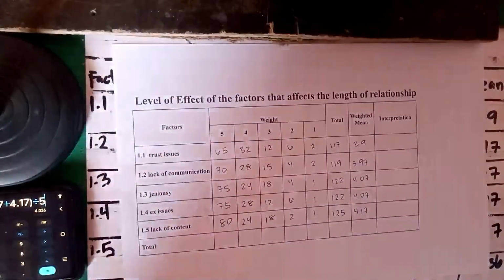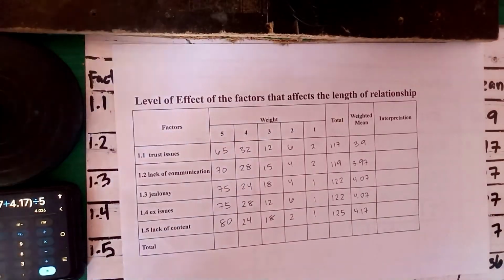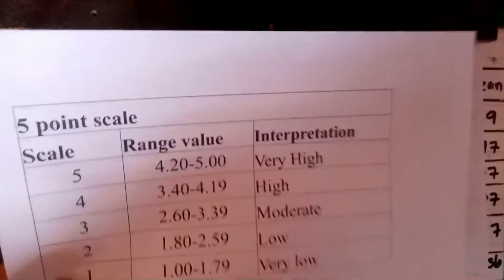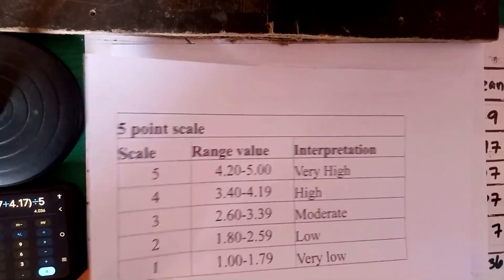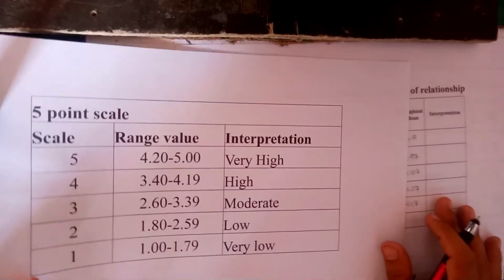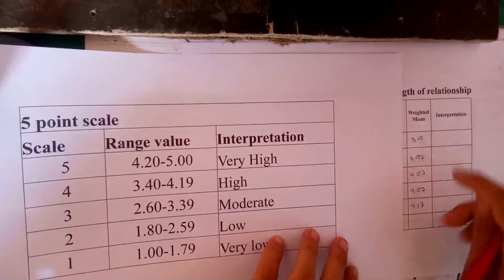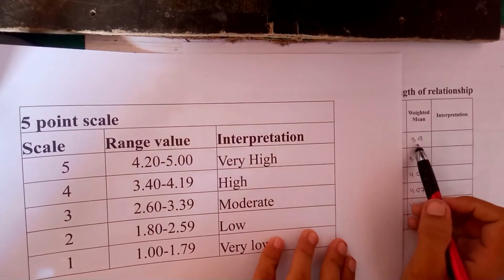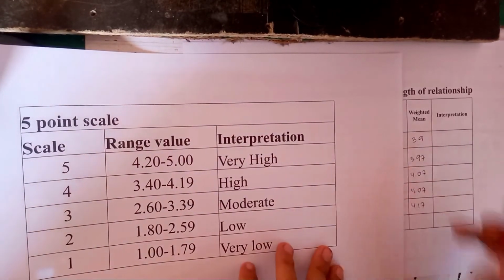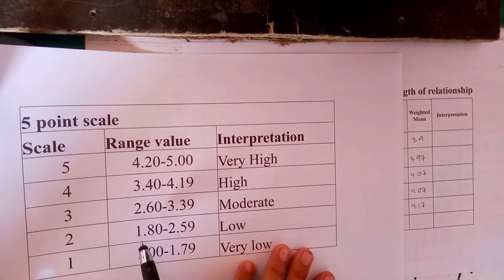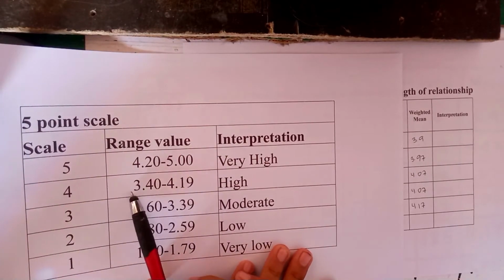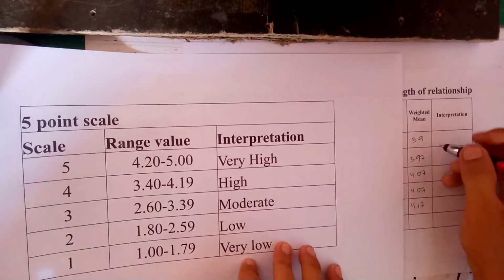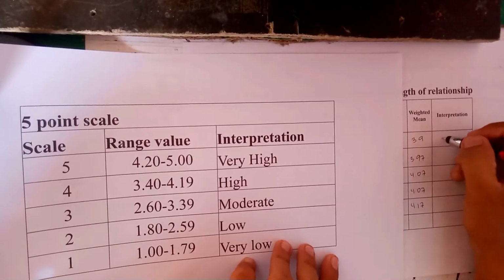So paano ini-interpret ang ganitong table? So sa pagkakataong ito ay nag-prepare ako ng isang 5-point scale para ating ma-interpret ang result ng ating ginawang survey or ginawang weighted mean. So mangyayari dito, kung saan napabilang itong weighted mean ay iyon ang kanyang interpretation. So 3.9 would be included in here, since siya ay nasa pagitan ng 3.40 and then 4.19, meaning to say the interpretation of 3.9 would be high.